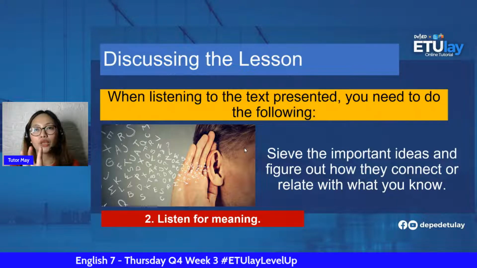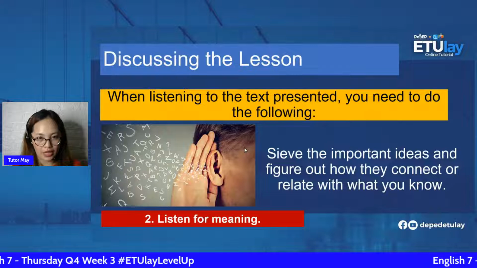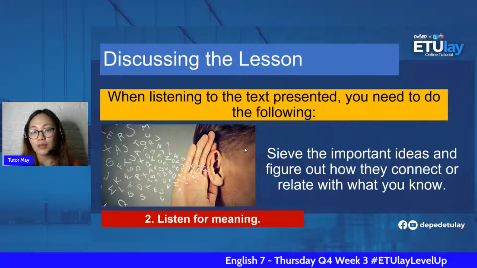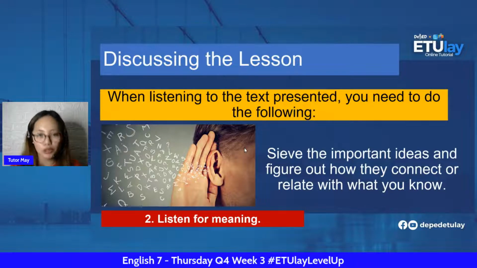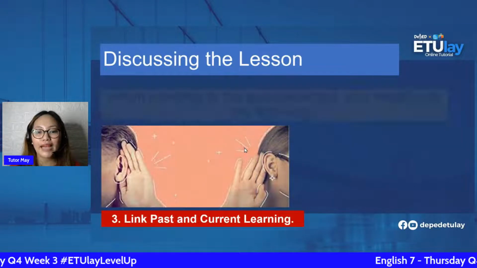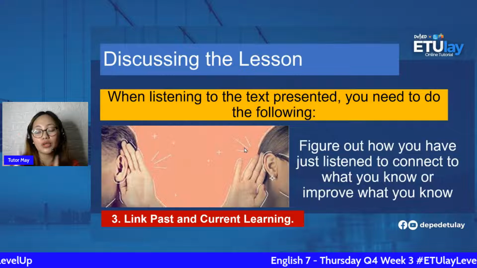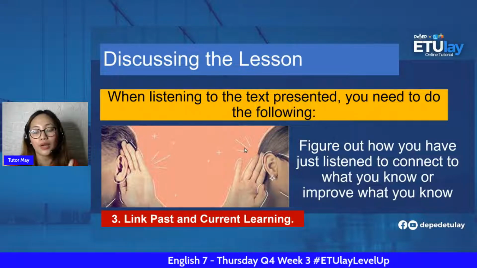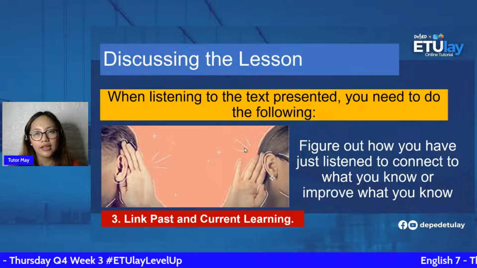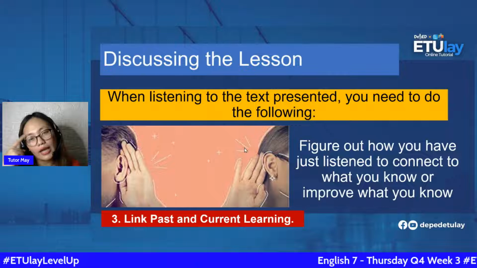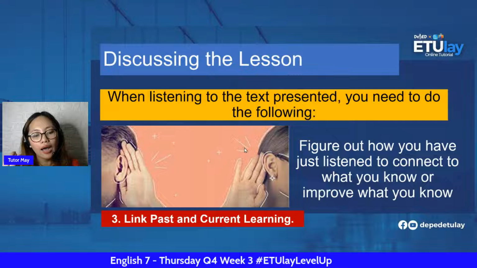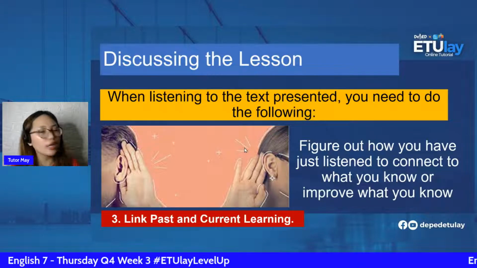And you do not always listen for everything. If you were a good listener, you can determine that this person is talking with sense, this person is talking nonsense, if you get what I mean. Next is link past and current learning. When you are listening, for you to be able to understand appropriately what is being shared with you, alamin mo how these ideas being shared with me connect to what I know already. Or if something is being shared with you, alam ko ba tong idea na to or hindi ko pa alam?